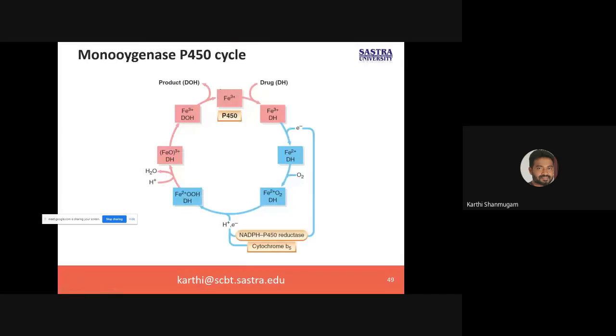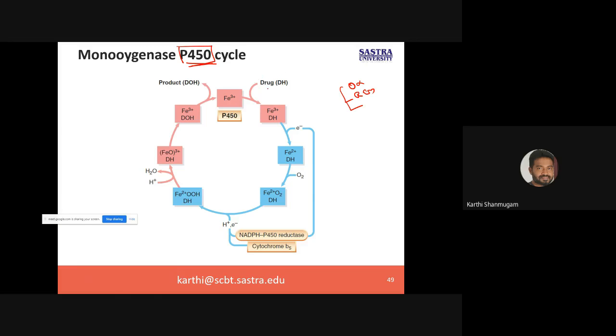This cycle is called the P450 cycle. As we said, oxidation and reduction is a very simple common reaction which converts the lipid soluble molecule into a more water soluble molecule in phase 1 biotransformation. It is called the P450 cycle because this entire cyclic reaction takes place with the help of the enzyme cytochrome P450.